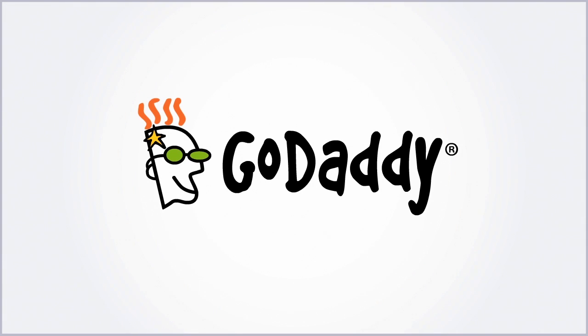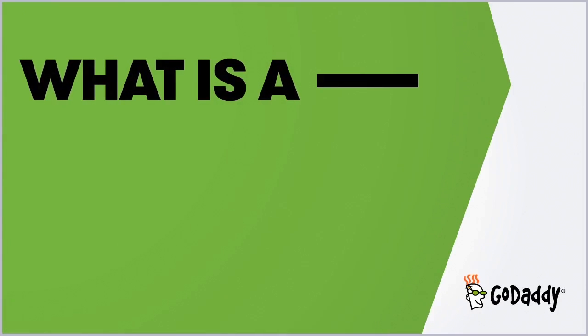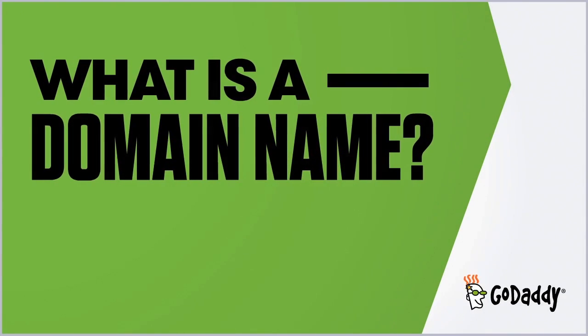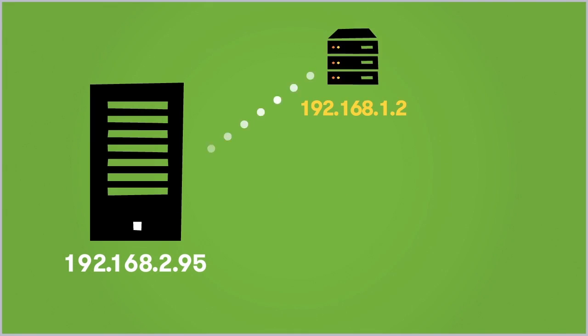Hi there! In this video, you'll learn what a domain name is and how they work. Domain names were created to make IP, or Internet Protocol, addresses more human-friendly. An IP address is a unique set of numbers that is assigned to every computer on the Internet. Think of IP addresses like street addresses.